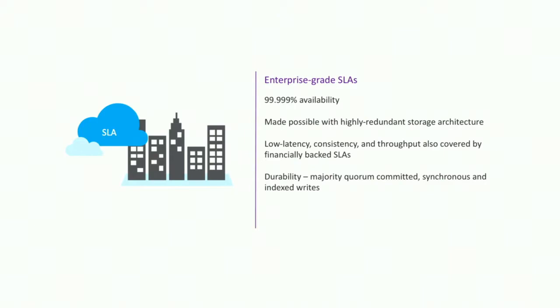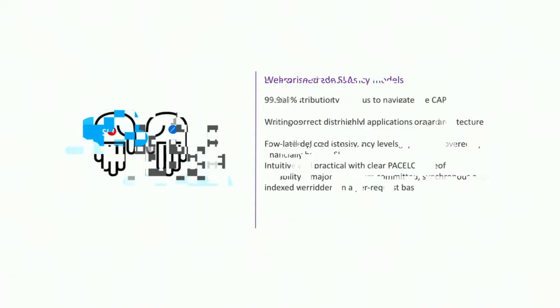And then we have financially backed SLAs for not just our availability, which is at 5 nines, but also for our latency, for our consistency, for our throughput. All of that we show on the portal, and you can call us out if you think we have not satisfied the SLA which we say we provide.